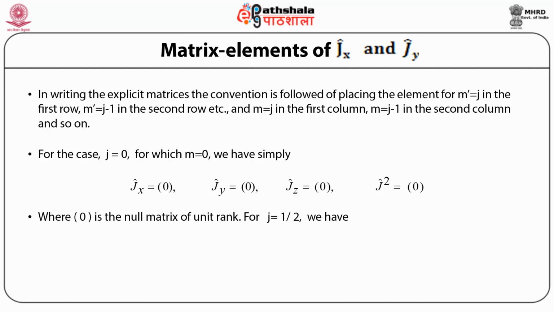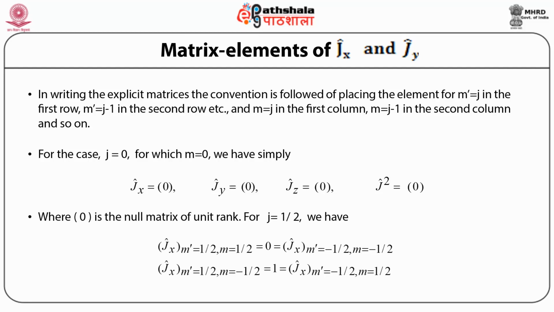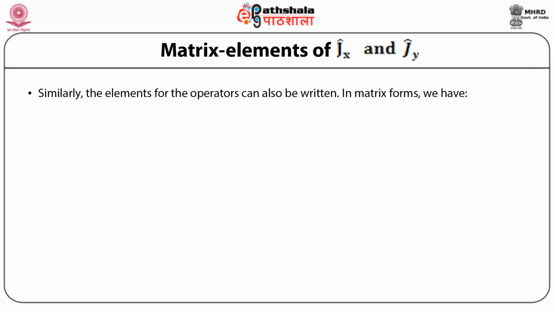For j equal to 1/2, we have operator Jx for m′ equal to 1/2, m equal to 1/2 is equal to 0, which is equal to operator Jx when m′ is equal to −1/2 and m is equal to −1/2. Operator Jx for m′ equal to 1/2 and m equal to −1/2 is equal to 1 and is equal to operator Jx for m′ equal to −1/2 and m equal to +1/2. Similarly, the elements for the other operators can also be written.